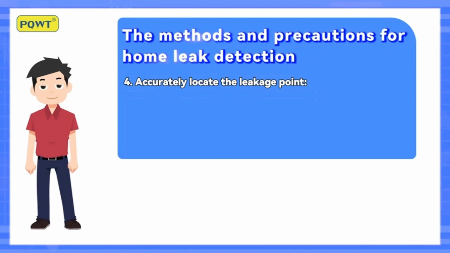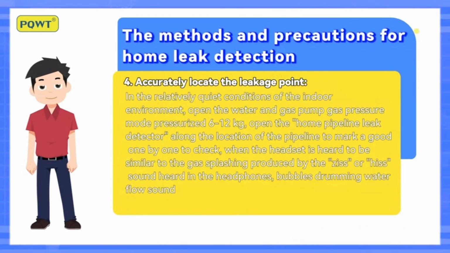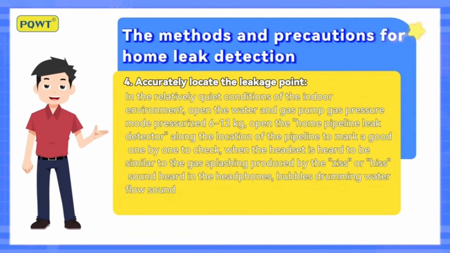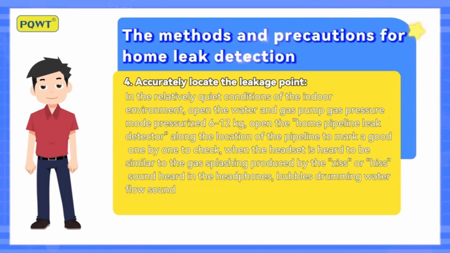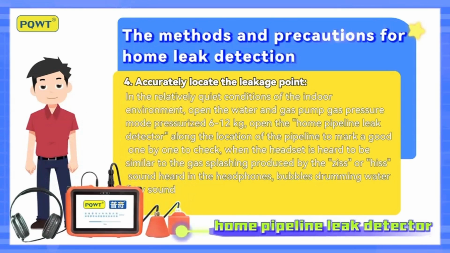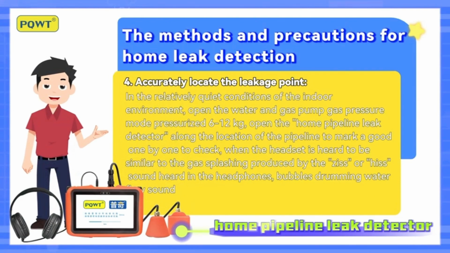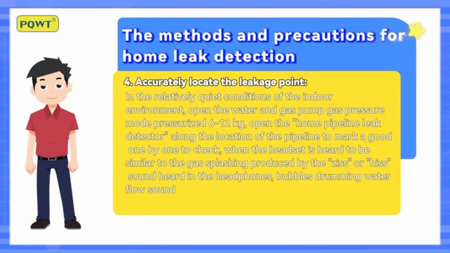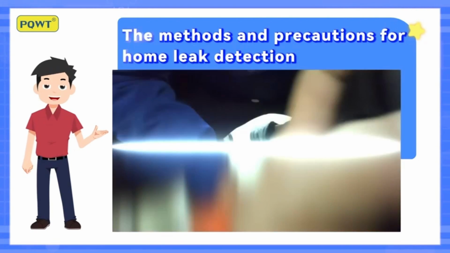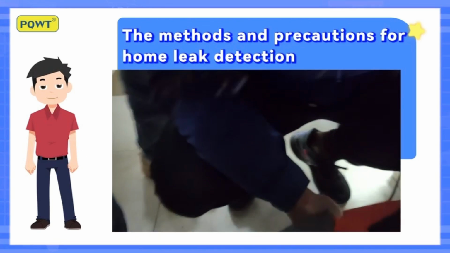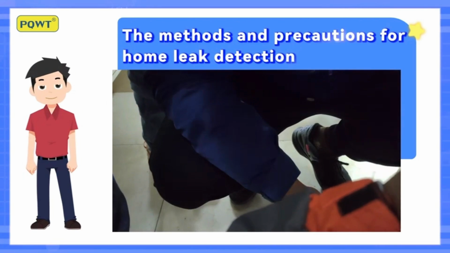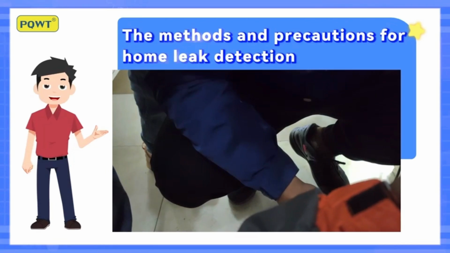4. Accurately locate the leakage point. In the relatively quiet conditions of an indoor environment, open the water and gas pump in gas pressure mode and pressurize to 6 to 12 kilograms. Turn on the home pipeline leak detector and check along the marked pipeline location one by one. When the headset picks up a sound similar to gas splashing, or bubbling, drumming water flowing out, the sound level is significantly higher than in other areas.